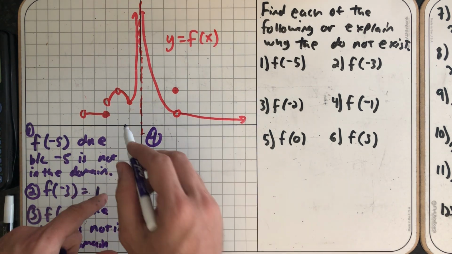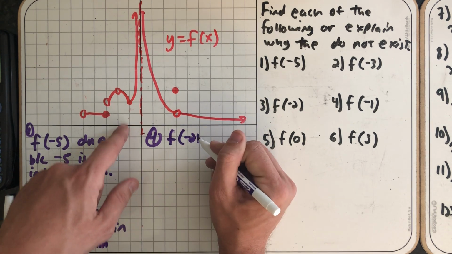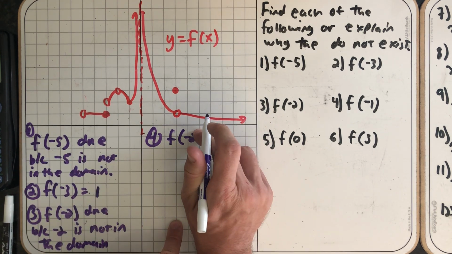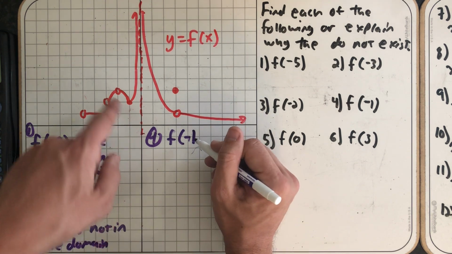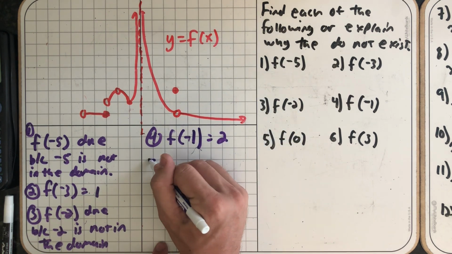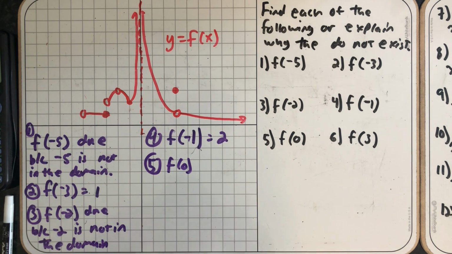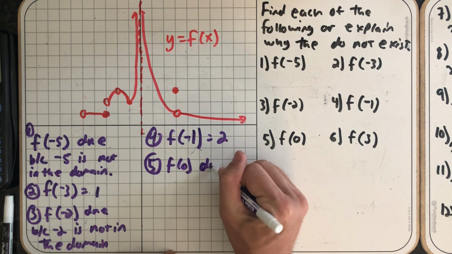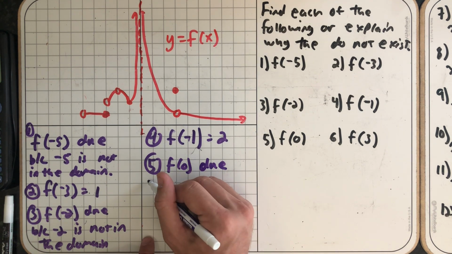f of -1, that's 2. Plug in a -1, get out that point filled in there at positive 2. Excuse me, f of -1, get out a +2. Easy for me to say. f of 0 does not exist. I can say 0 is not in the domain. I could also say there's a vertical asymptote there.